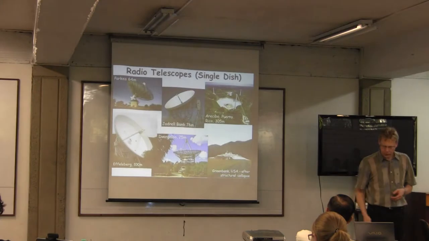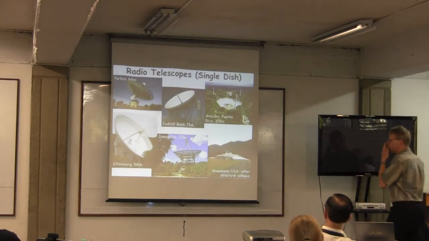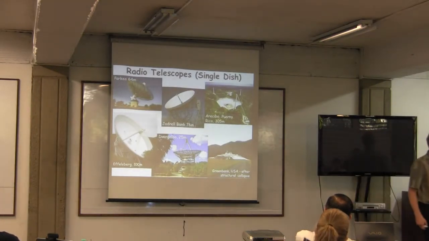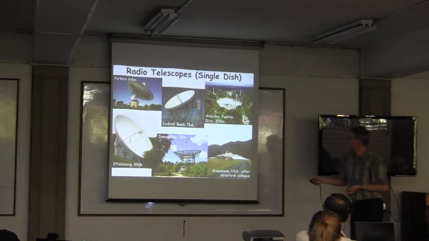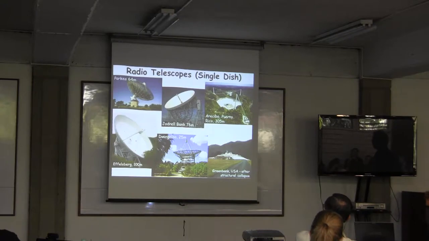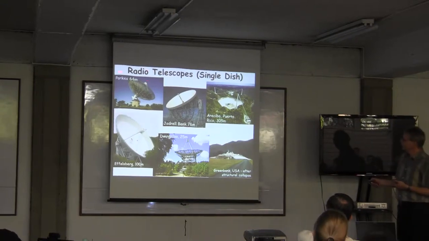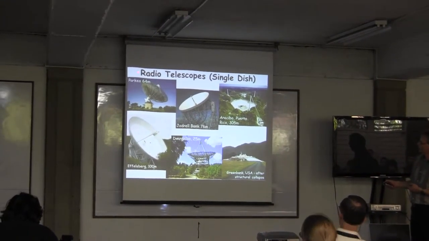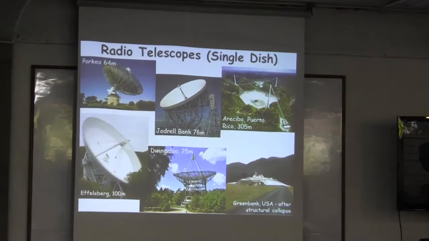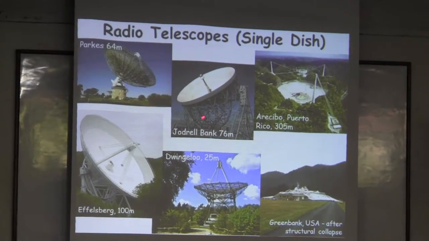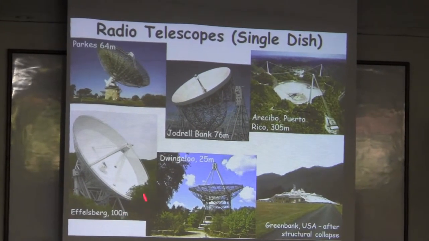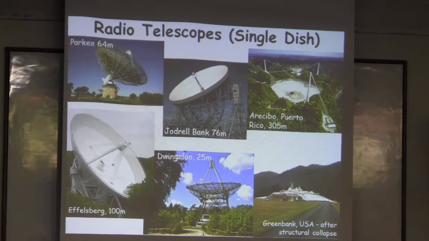Okay. And of course there are many, I'll just show you, well maybe we can turn off the light just for those few images. So this is just to give you an idea of some of the telescopes. This is the Parkes 64 meter telescope. It's in Australia. It's the famous Jodrell Bank telescope in the UK. The Effelsberg telescope in Germany.